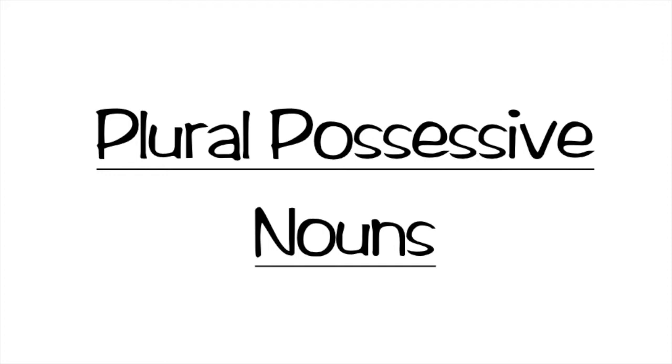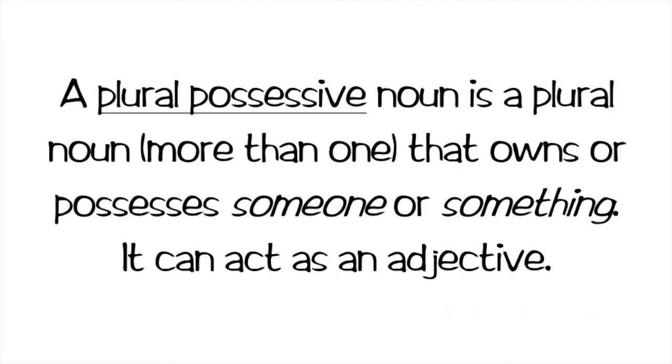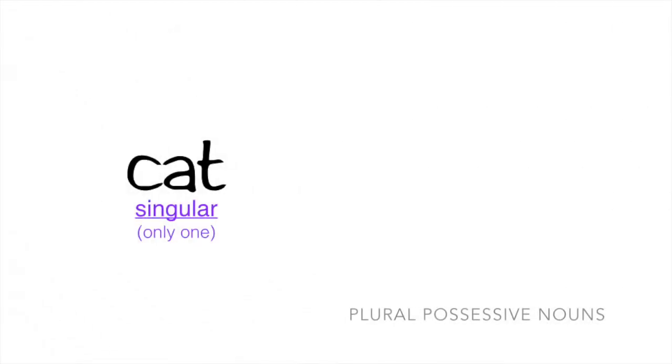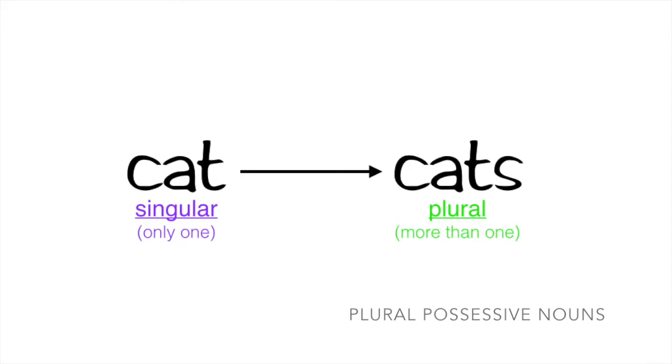Next, we have plural possessive nouns. A plural possessive noun is a plural noun meaning more than one, that owns or possesses someone or something. It can also act as an adjective. As a quick reminder of pluralizing a noun, here's the word cat, which is singular, meaning only one. To make it plural, meaning more than one, we add an S to cat to make it cats.